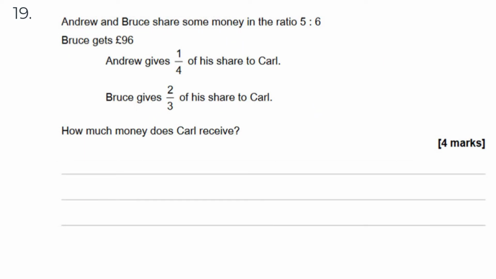Andrew and Bruce share some money in the ratio of 5 to 6. Bruce gets £96. Andrew gives a quarter of his share to Carl. Bruce gives 2/3 of his share to Carl. How much money does Carl receive?